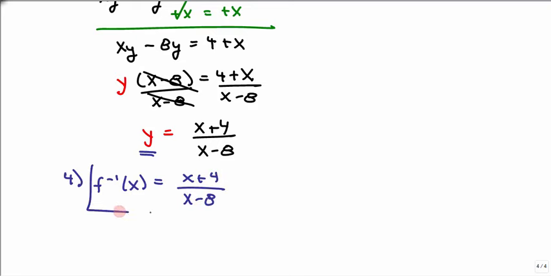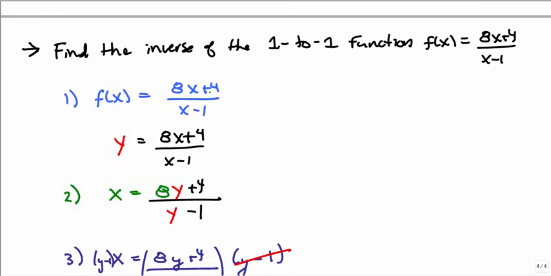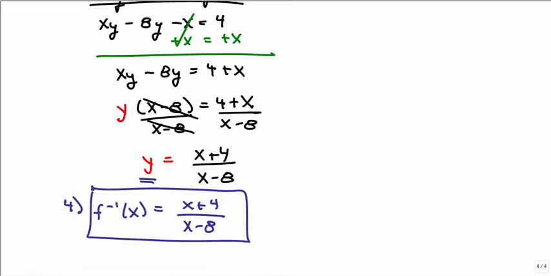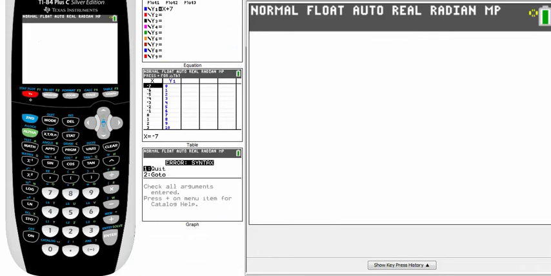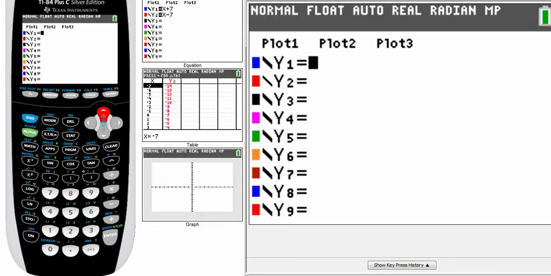And that's my answer. So we can go ahead and actually graph these and see what happens. Now we have to be very, very careful that we're putting parentheses around the numerator and denominator. So let's go ahead and graph our original function. The original function was clear up here, 8x plus 4 over x minus 1. And again, we're just trying to see what these look like. So in parentheses, I want my 8x plus 4 divided by, and the denominator, let's use x minus 1. So that's my first graph.